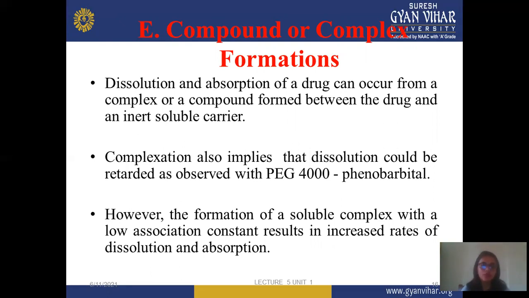Means with the help of PEG 4000, polyethylene glycol 4000, phenobarbital complexation method also takes place, and when you use this PEG 4000, it shows more fast release or fast dissolution. However, the formation of a soluble complex with a low association constant results in increased rate of dissolution and absorption. And these soluble complexes form, and it shows fast dissolution rate due to this complex formation.